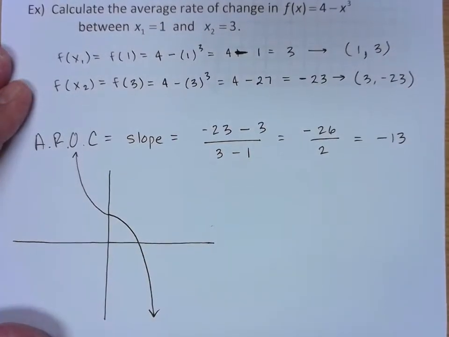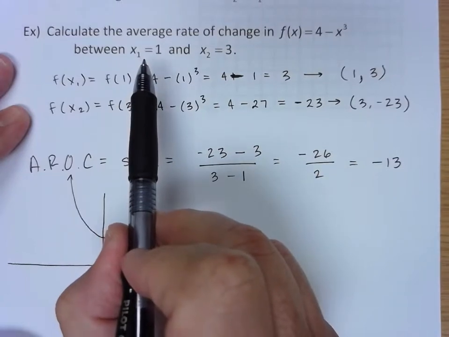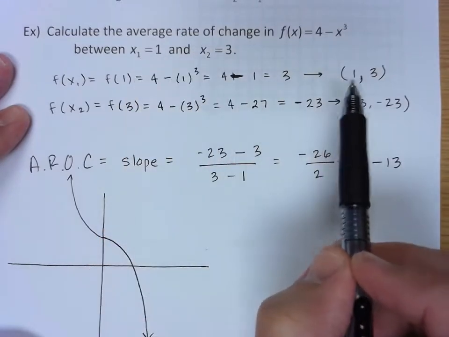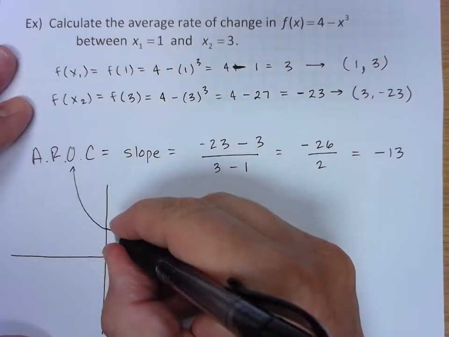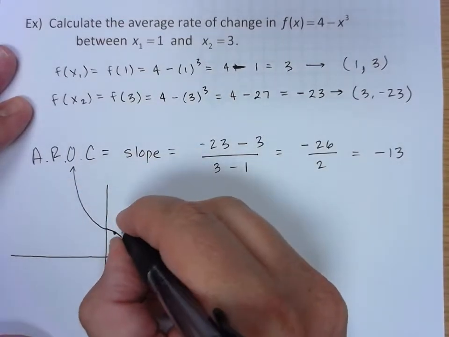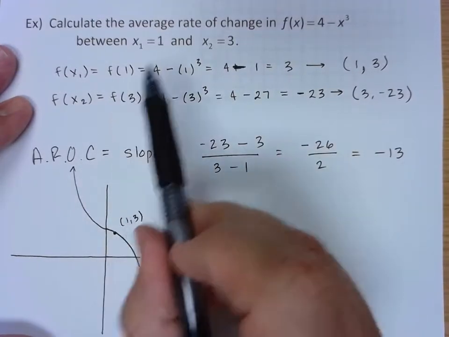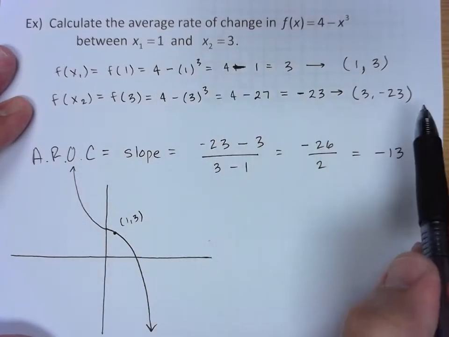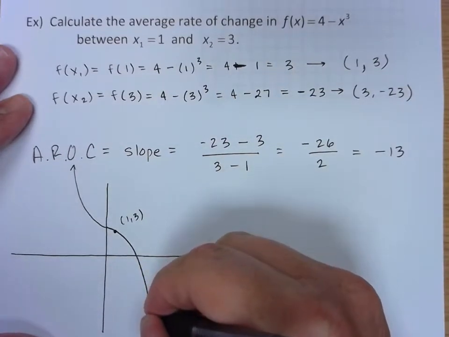Okay. The 2 points we analyzed occurred at x equals 1 and x equals 3. Well, x equals 1 gives you a y output of 3. So let's say that point is roughly about right there. And the other point we analyzed was at x equals 3, which gives you a y output of negative 23. So that's most likely going to be way down here somewhere.